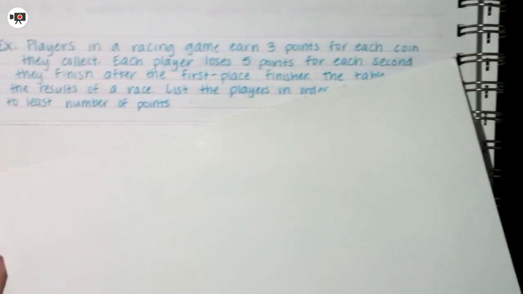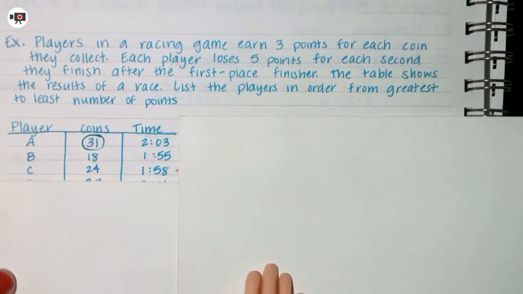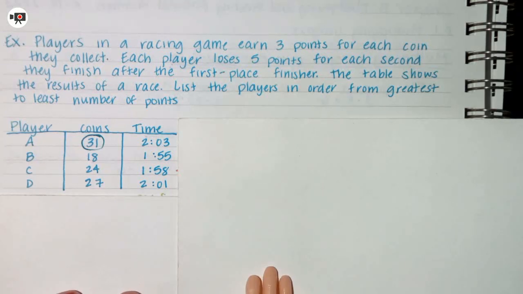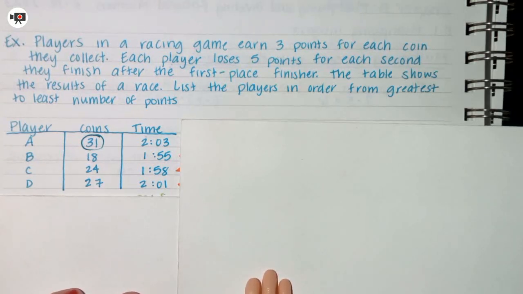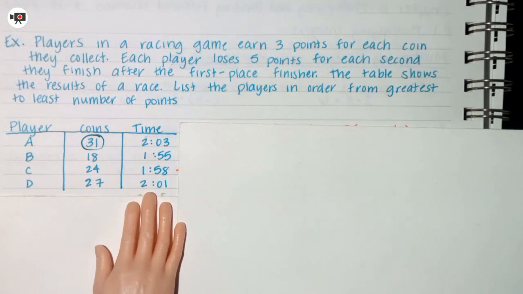The players in a racing game earn 3 points for each coin they collect. Each player loses 5 points for each second they finish after the first placed finisher. So after the person who finishes first. The table shows the results of a race. List the players in order from greatest number of points to least number of points. So we have how many coins they collected and the time that they finished in.